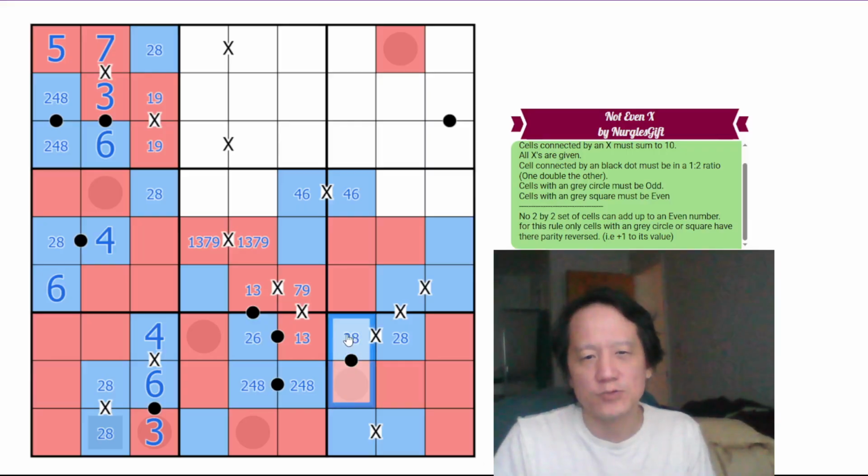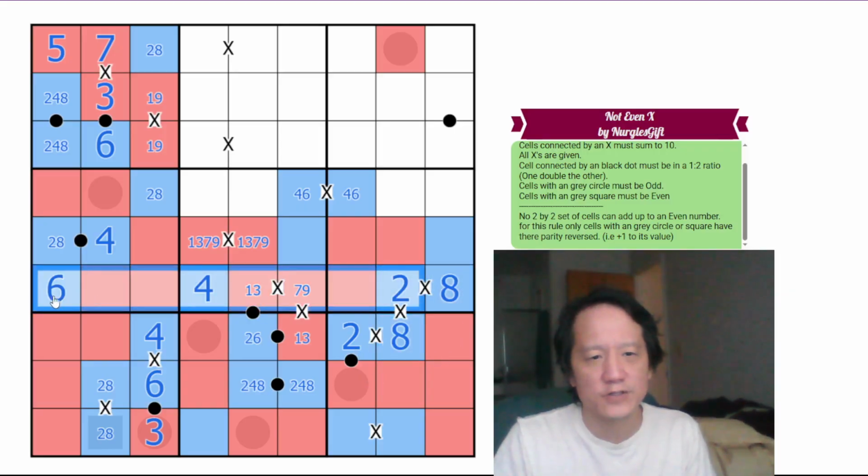The only one that's in a 1 to 2 ratio with an odd digit is 2. So this is 2, this is 8, that makes this 2, that makes that 8. This is 4 as the remaining even digit. 2 is in a 1 to 2 ratio with 1 here.